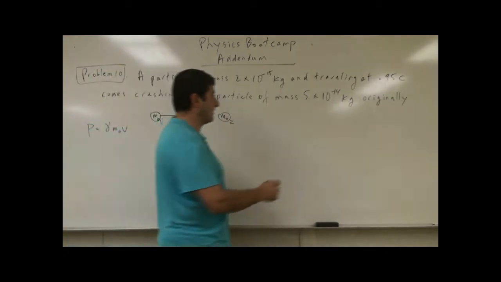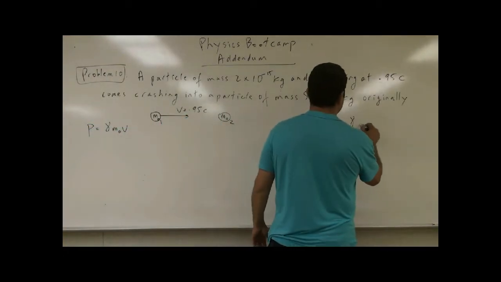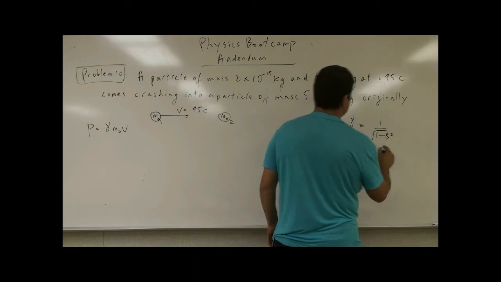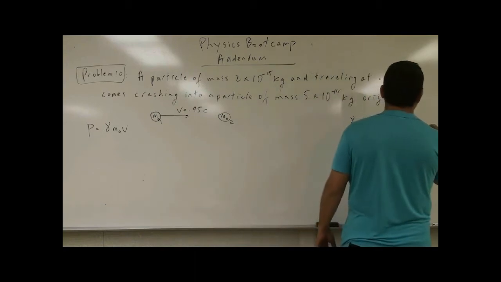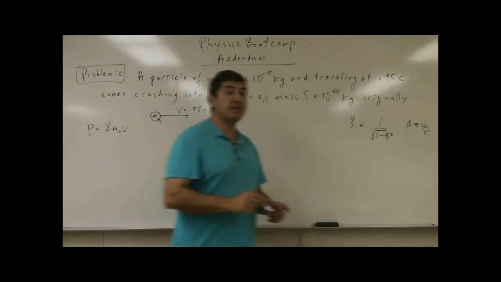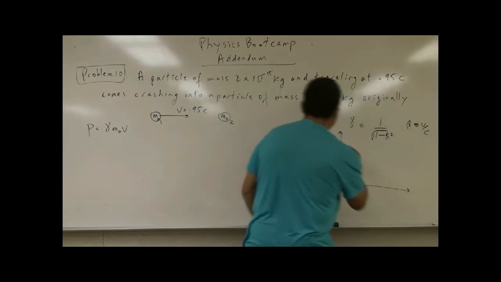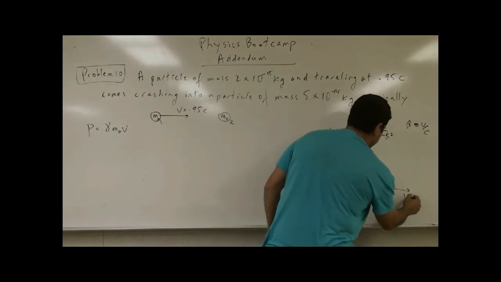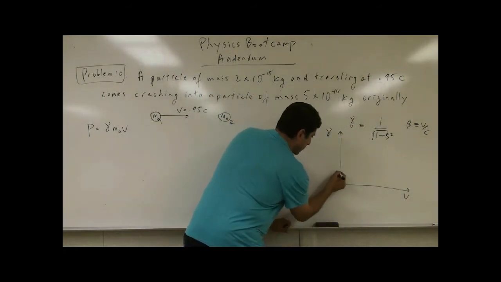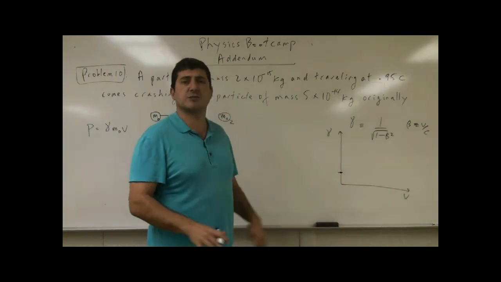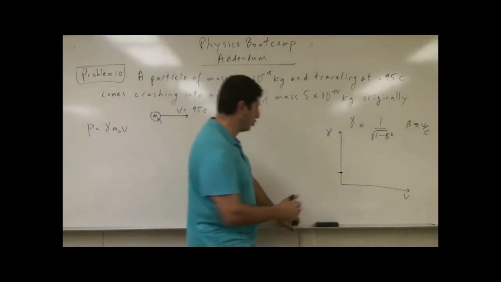Remember what the gamma definition was. Gamma is defined as 1 over the square root of 1 minus beta squared, and beta is defined as v over c. When v is 0, gamma is 1. So we could draw a graph of gamma as a function of v. When v is 0, gamma starts out at 1, and for regular non-relativistic speeds, it pretty much stays close to 1.